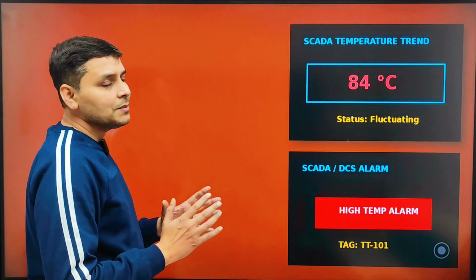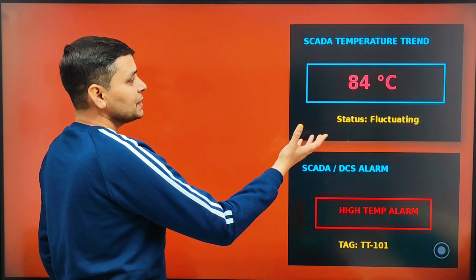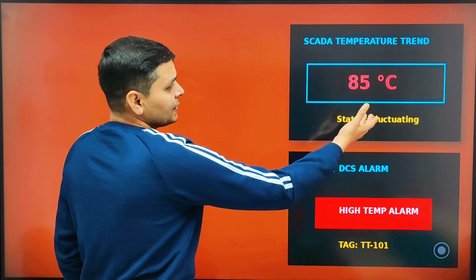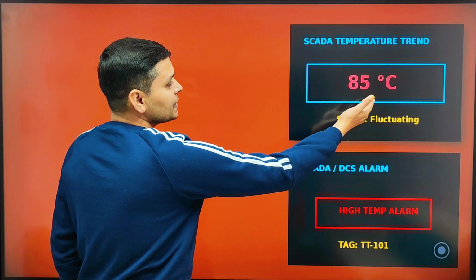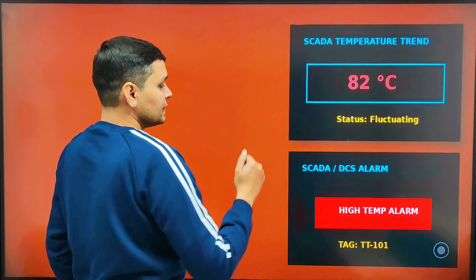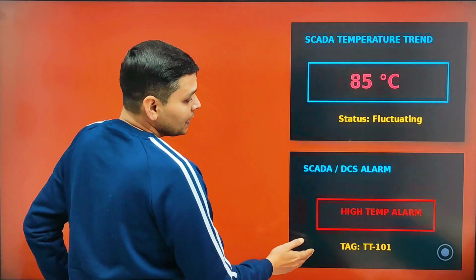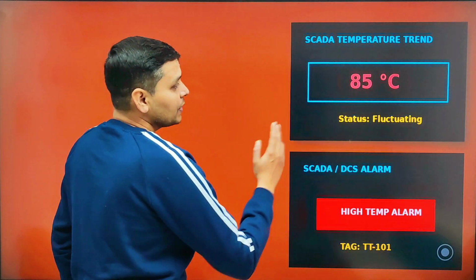Friends, sometimes it happens that we are using some transmitter. It may be a temperature transmitter, it may be a flow transmitter, or it may be a pressure transmitter. Sometimes the transmitter readings fluctuate. Suppose we are using a temperature transmitter and its readings fluctuate from 80 degrees Celsius to 82 degrees Celsius to 85 degrees Celsius and up to 90 degrees Celsius. And suppose if an alarm is set on that reading, so the alarm will also come.